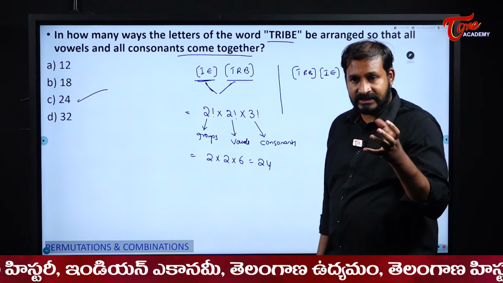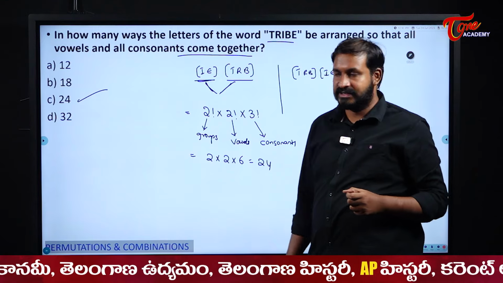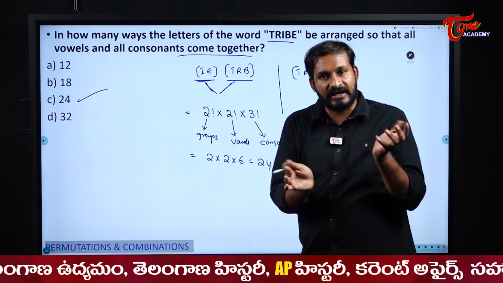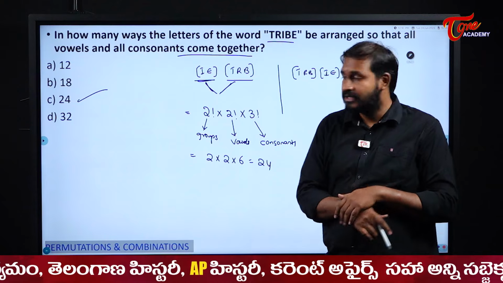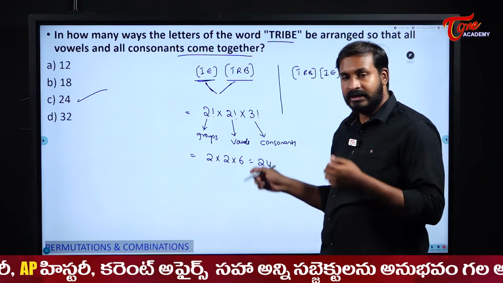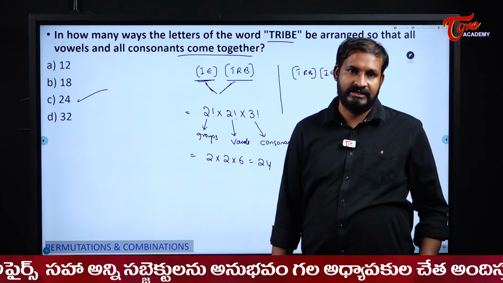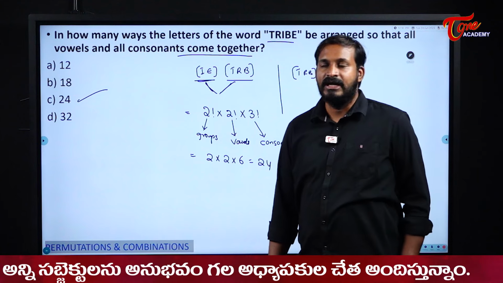Now I will consider each group as a single letter. 2 letters can be arranged in 2 factorial ways. And IE can internally be shuffled, right? Why only IE? It can be EI, so 2 factorial. And the consonants can also be shuffled, so 3 factorial. So overall, in how many ways can we arrange them? We can arrange them in 24 different ways.